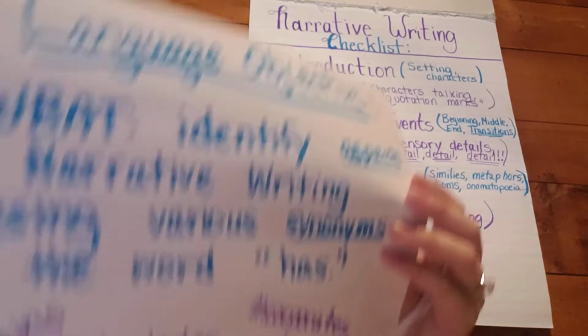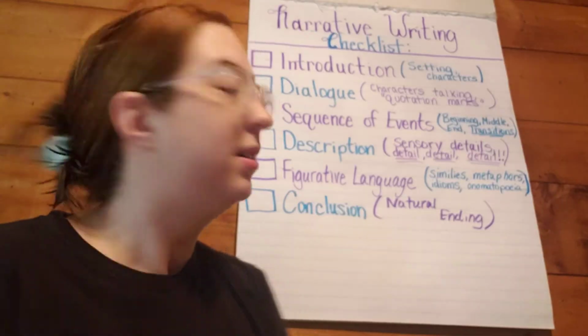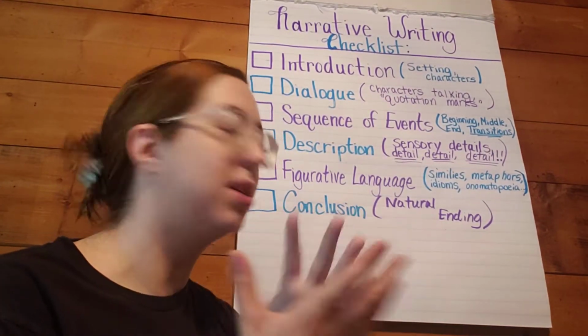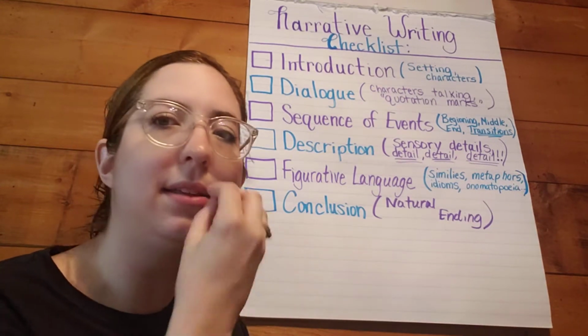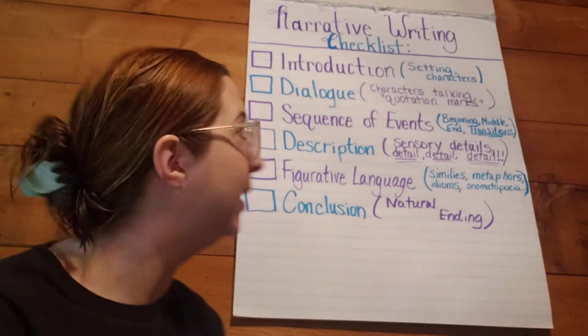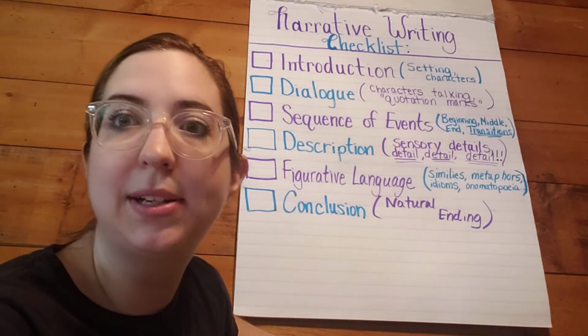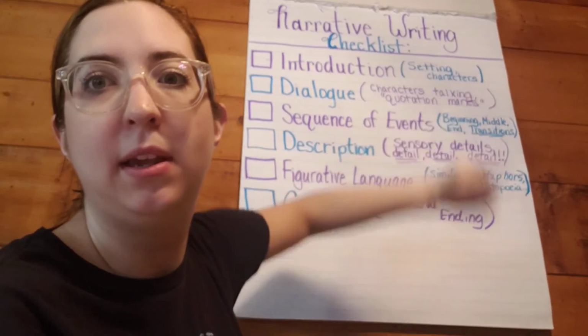So narrative writing incorporates dialogue. What is dialogue? Dialogue is when characters are talking in a story. So the character's talking out loud to each other, or maybe the character is thinking out loud. Anything that a character physically says out loud is called dialogue. And you need to use special marks in your writing to show dialogue. You need to use quotation marks in your writing.